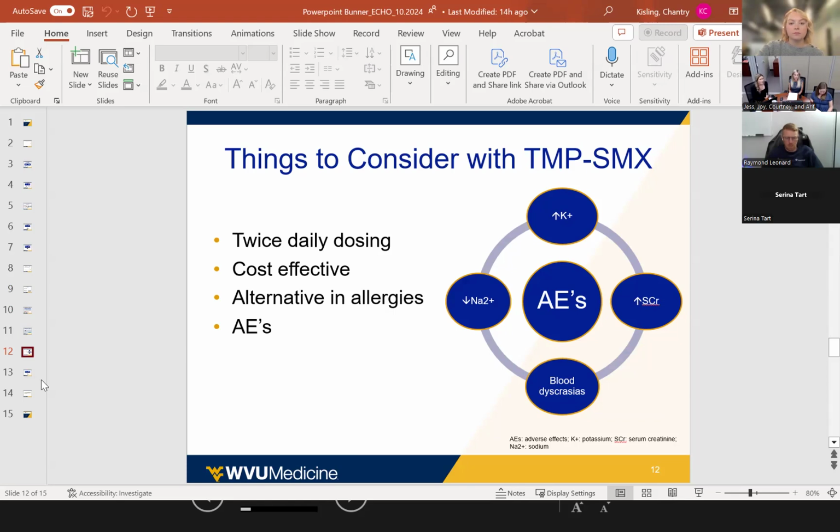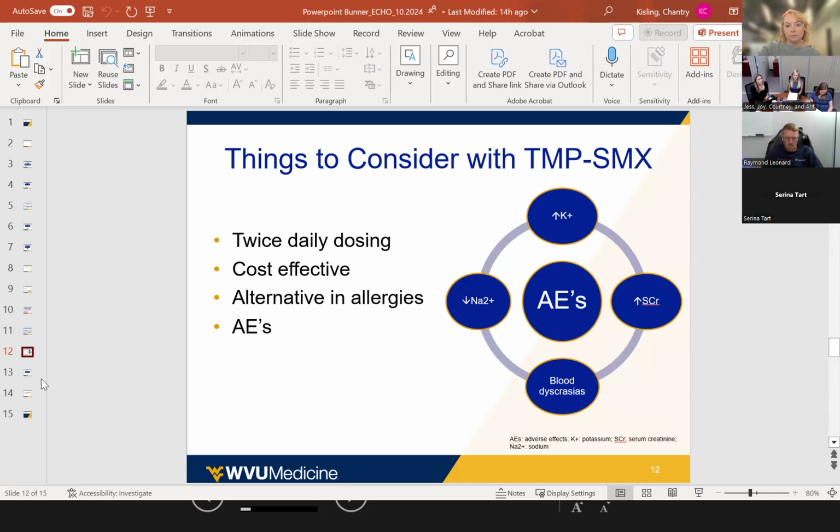But some adverse effects to consider, which sometimes scare us a little bit, are some electrolyte disturbances like hyperkalemia and hyponatremia. It can cause an increase in serum creatinine, but this doesn't necessarily mean that there's a decrease in GFR. And then sometimes it can cause blood dyscrasias. This doesn't happen in all of our patients, and whenever we're treating more mild skin infections, typically we can get away with a shorter duration. So we wouldn't really be that worried about these side effects.